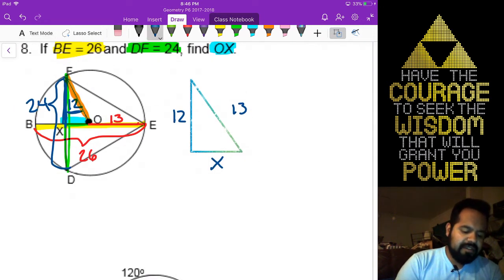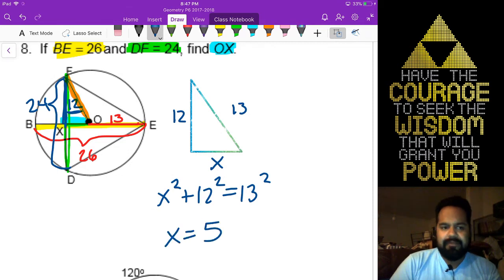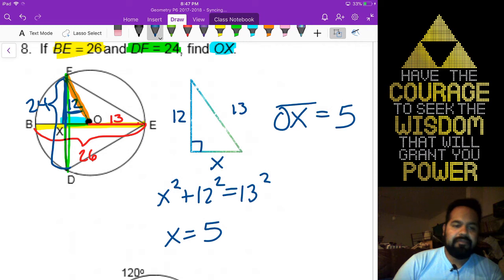So, right here, x squared plus 12 squared equals 13 squared. Pythagorean triple. You can do the work if you need to, but x is going to equal 5. So therefore, x equals 5.